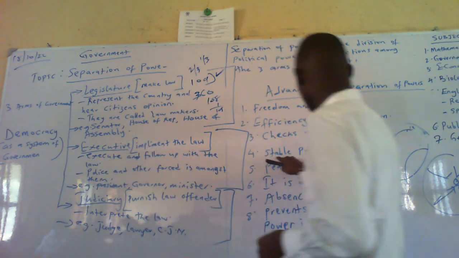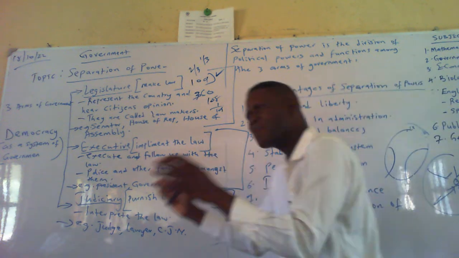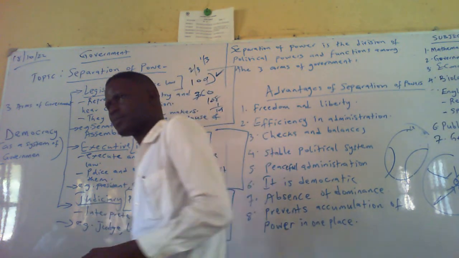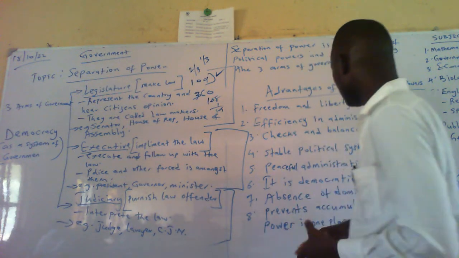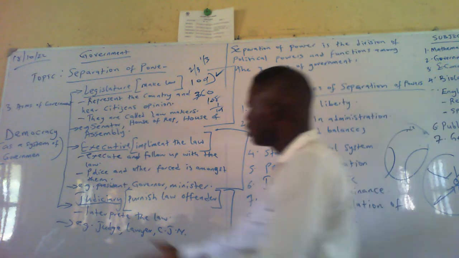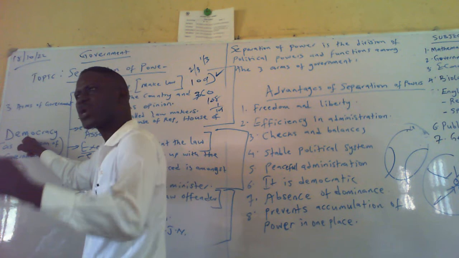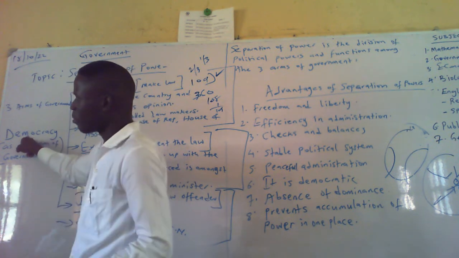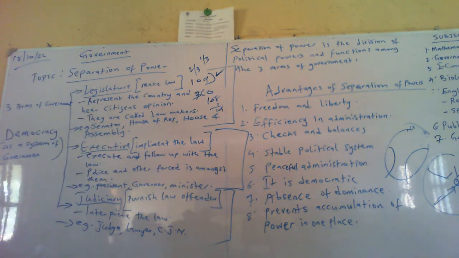So that's it. A stable political system, peaceful administration, because everybody will be going peacefully. There won't be a problem. You won't cross your boundary. There will be a peaceful administration. It is democratic. It is a part of democracy. It is not oligarchy. It is not military. It is not aristocracy. It is not any other form of government. It is a function of democracy. So I feel in Nigeria, has it? No. The US has it, yes, they have democracy.